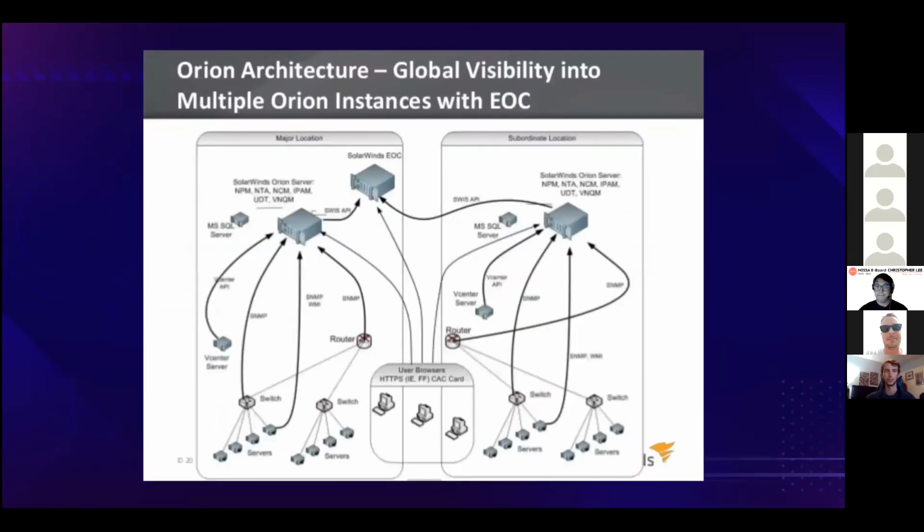And as we can see here, everything is connected to the SolarWinds Orion server. You can see that there are switches, other servers, and routers from the business network that are all connected to the SolarWinds Orion server.